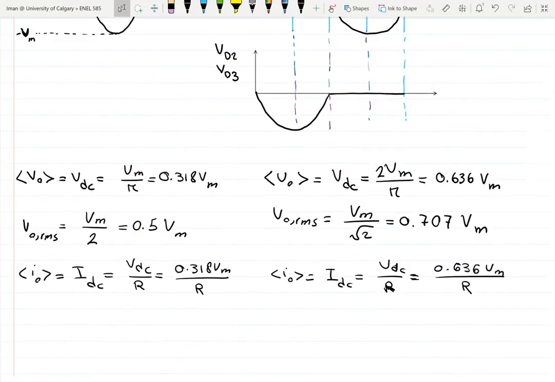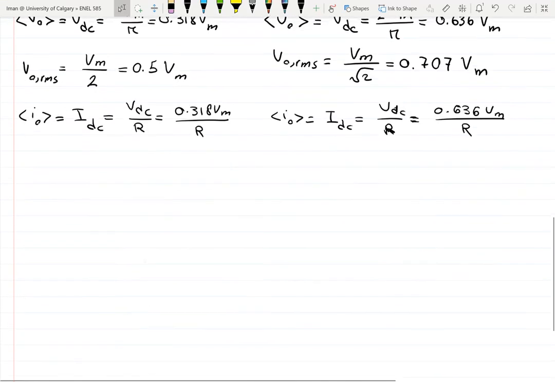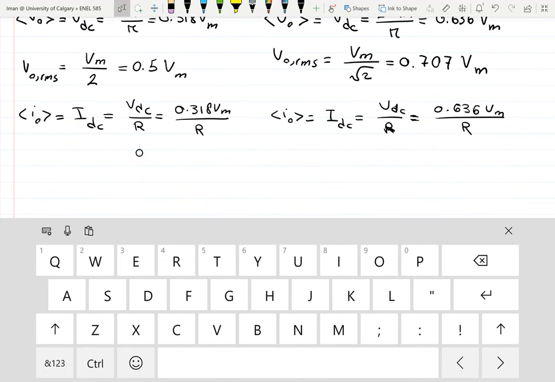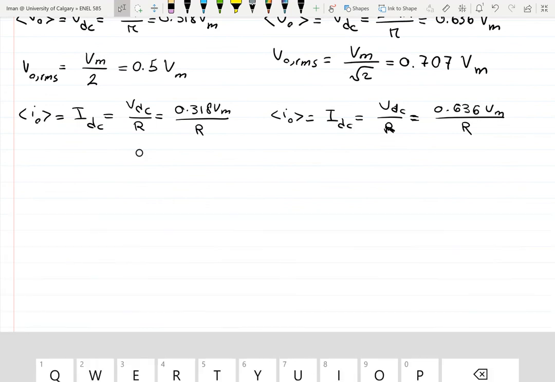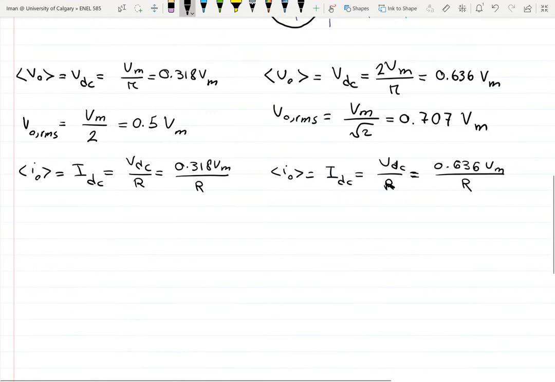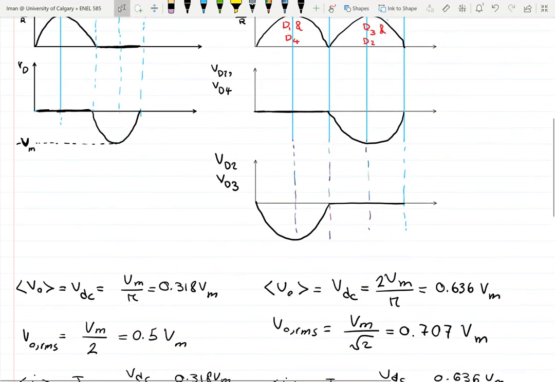Okay, now let's introduce some definitions, and then we'll come back and say what those definitions are for each of these, the half wave and the full wave rectification.